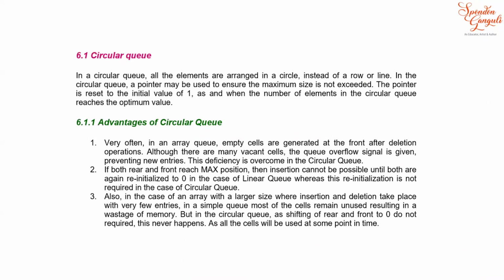Very often, in an array queue, empty cells are generated at the front after deletion operations. Although there are many vacant cells, the queue overflow signal is given, preventing new entries. This happens because as the rear reaches the end, you cannot add any further element in the queue. Now, this deficiency is overcome in the circular queue.